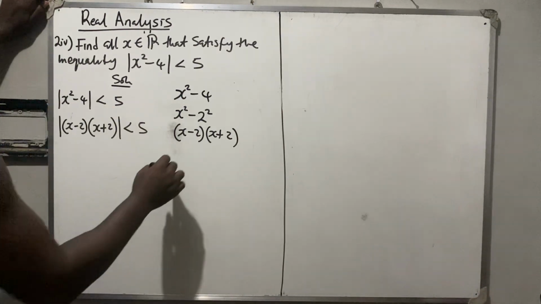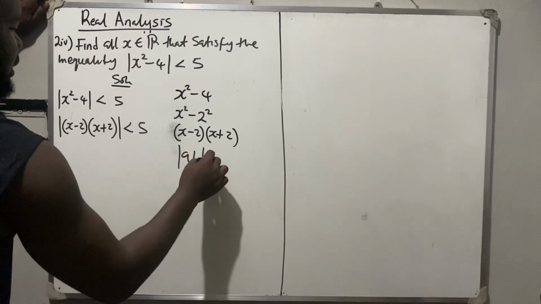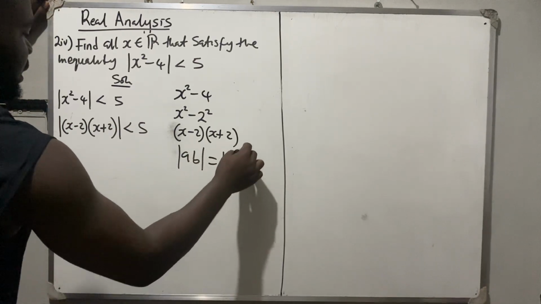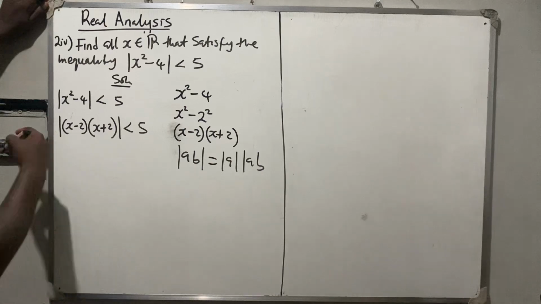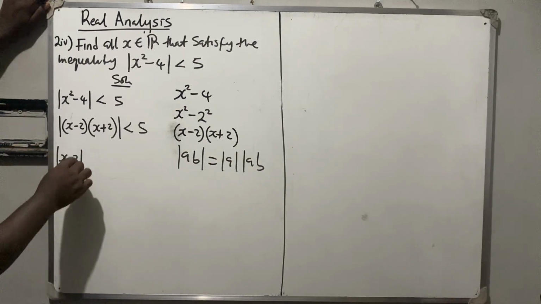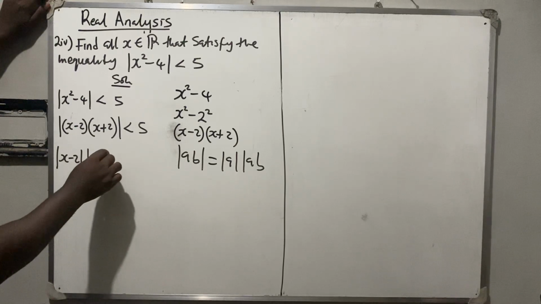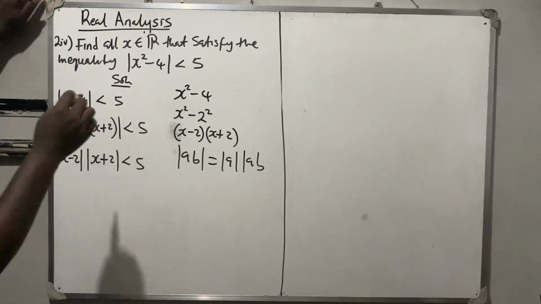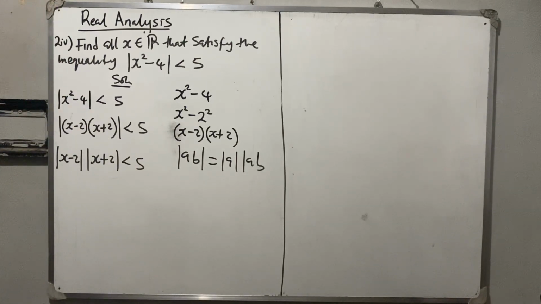5. And then you should know that the absolute value of AB is the same thing as the absolute value of A times the absolute value of B. So if I separate this, I'm going to have the absolute value of x minus 2 times the absolute value of x plus 2 is less than 5. Now to solve this, before that, let me just take you back to the concept of absolute value.